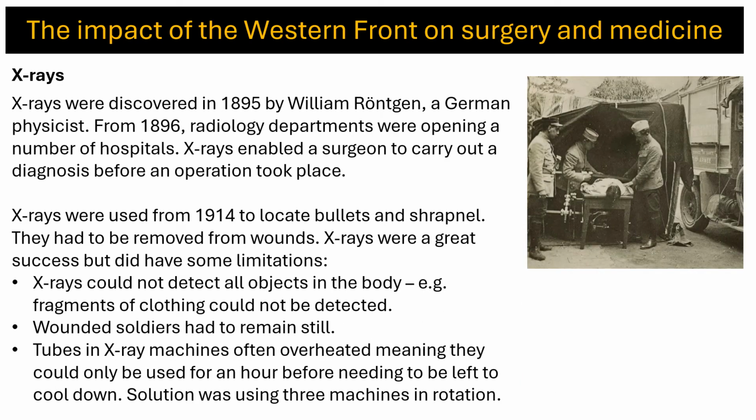Now, X-rays were first discovered in 1895 by William Röntgen, a German physicist, and from 1896 radiology departments were opening in a number of hospitals. X-rays enabled a surgeon to carry out a diagnosis before an operation took place. X-rays were used from 1914 to locate bullets and shrapnel, but they had to be removed from wounds. X-rays were a great success but did have some limitations.